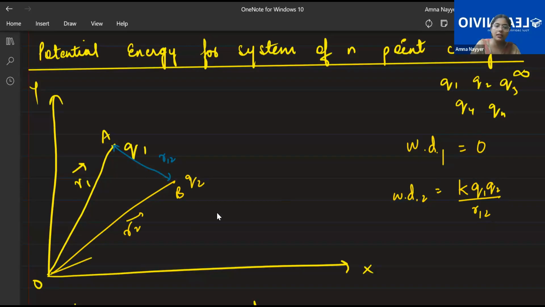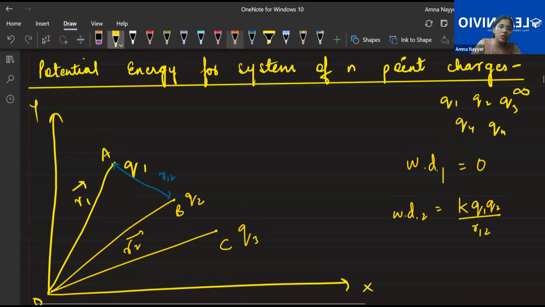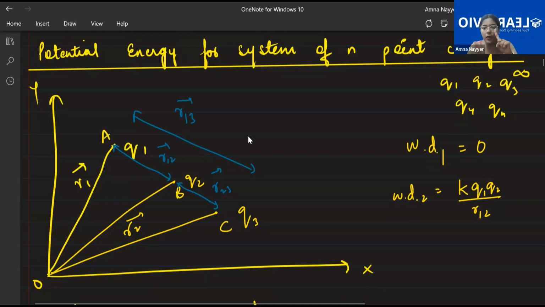Now I'm introducing the third charge. Let's say this is point C, this is Q3. So this will be R23 and this will be R13. Now why am I writing all of the separations? Because, class, when Q1 and Q2 are already present, Q3 will have the potential influence of both Q2 and Q1. For Q2, only Q1 was already present. For Q3, Q1 and Q2 both are present. So we have to consider both the potentials.